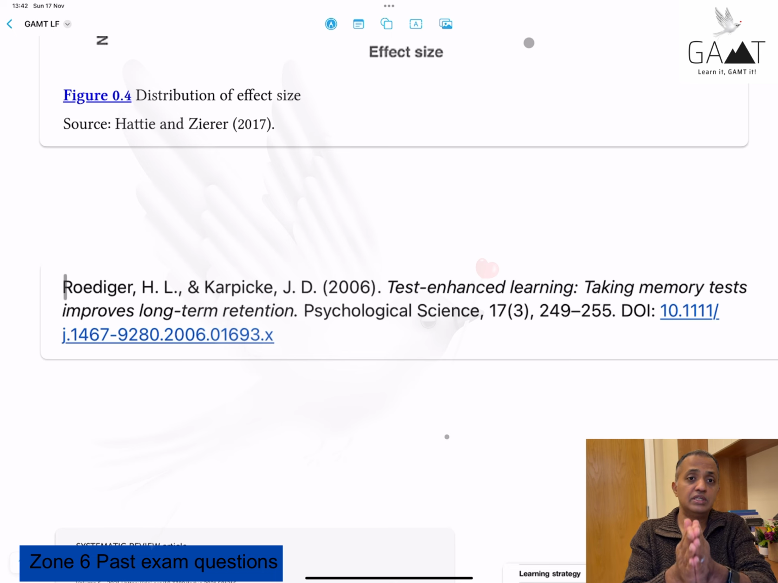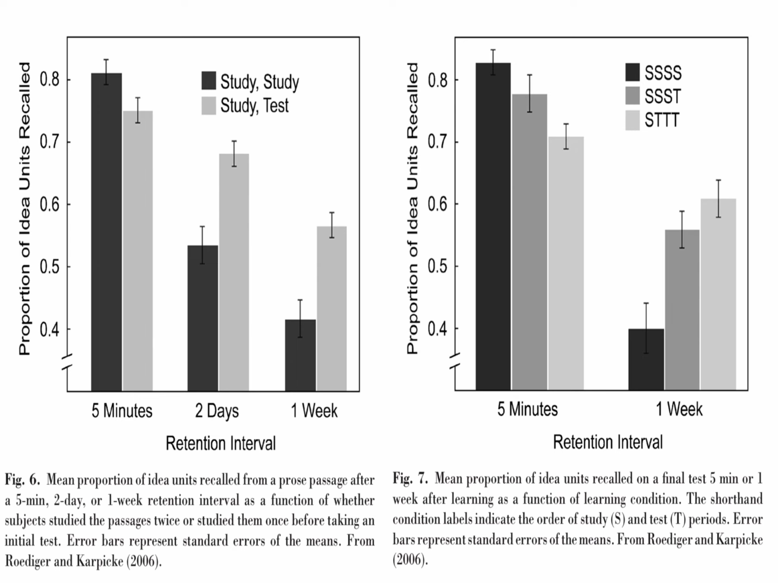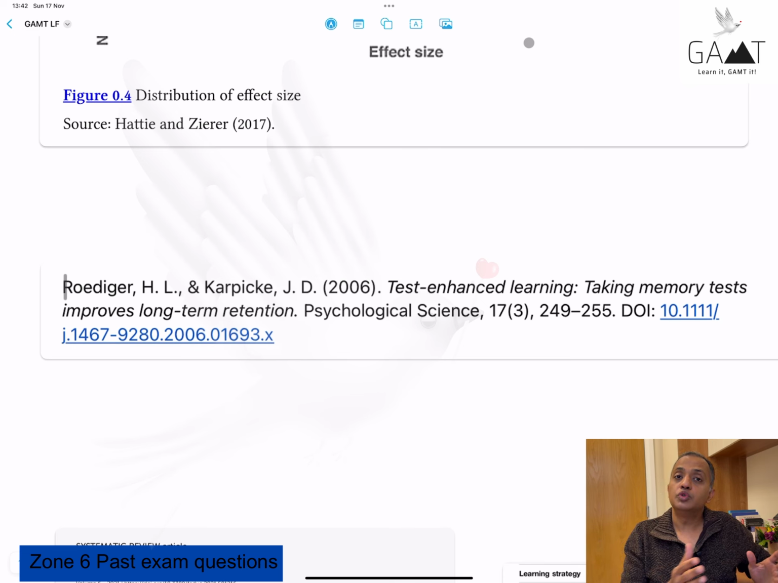So he got students, divided them into 2 groups. One group, they read the topic again and again. The other group, they tested again and again. And what they found was like 14 to 16% improvement in the long-term memory. I'm not talking short-term memory. The long-term memory is significantly better in the testing group compared to the non-testing group.